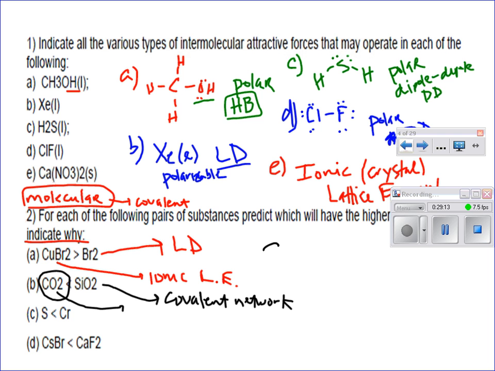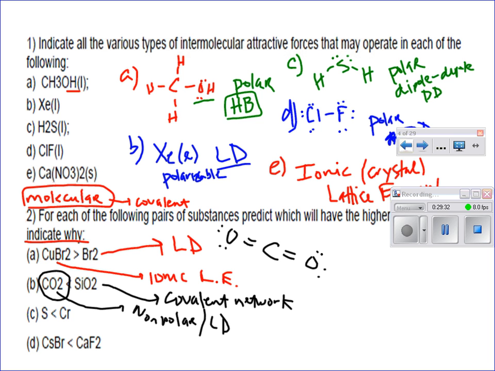I can draw it for you if you don't remember. It's not dipole-dipole. Sorry, Charlie. That's nonpolar, right? So nonpolar is London dispersion.